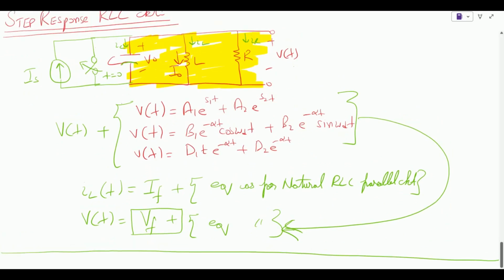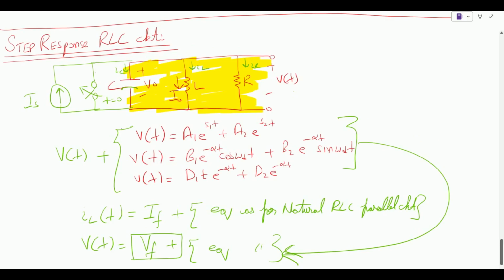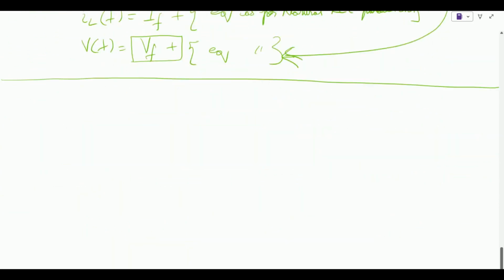And we can see graphically as well that initially we had the natural response as shown over here, and for the step response we are just adding the source, which will basically act as our final value I f, or it can be a final value V f. And this is how you write the equations for the step response. Let us have a look at an example on this.